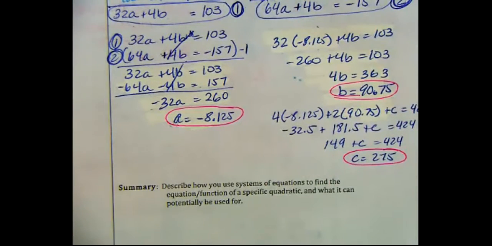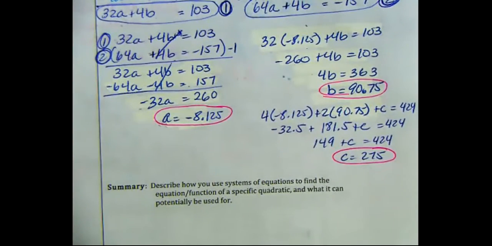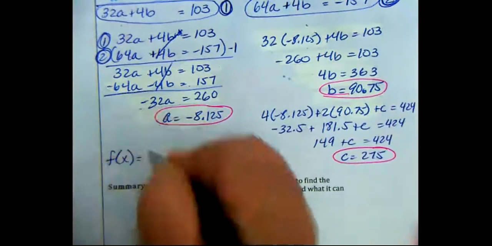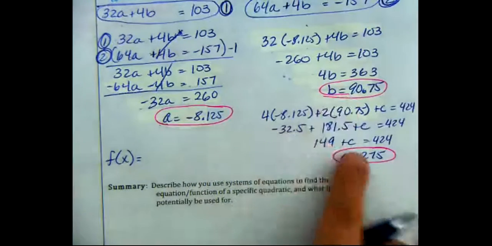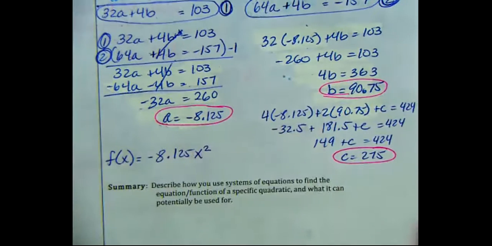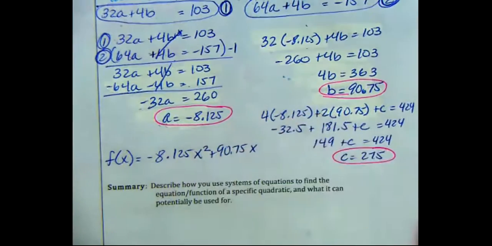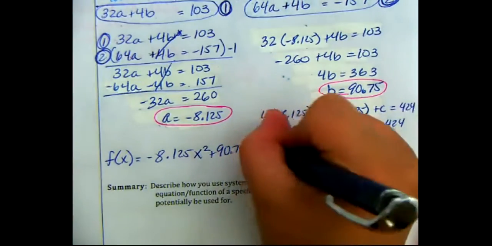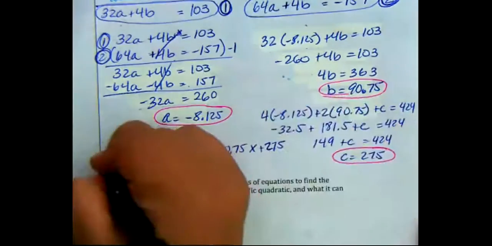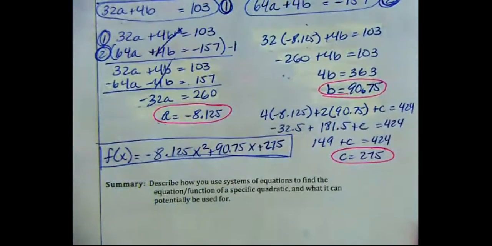So we have our 3 coefficients, right? The initial direction was find a quadratic model. So at the end of all of this, you're not done until you write the quadratic model with your 3 coefficients. So A is negative 8.125 x squared, okay, plus 90.75 x plus 275. And that's your quadratic model.